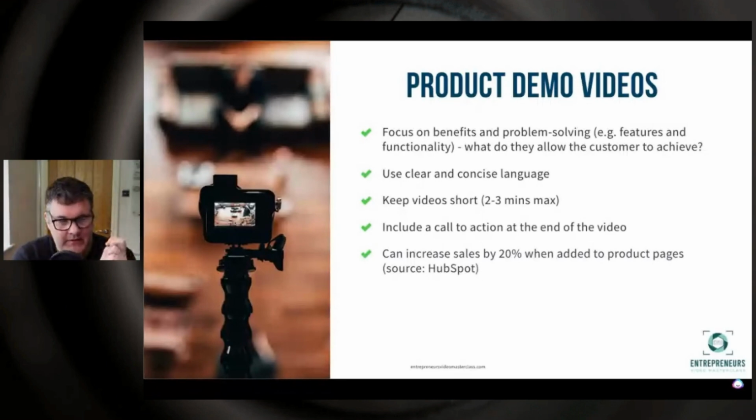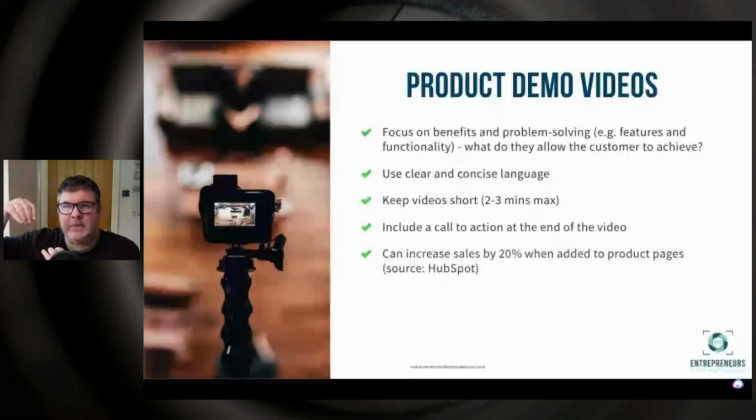You need to use clear and concise language. Obviously, you can demonstrate it, but it's not super detailed. It's headline stuff. Take a blender, for example. I don't care that the blades are made of XYZ material. What I want to know is, can it blend pineapple, or how long does it last? Things like that.